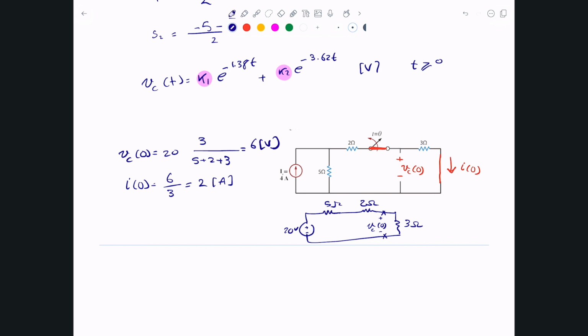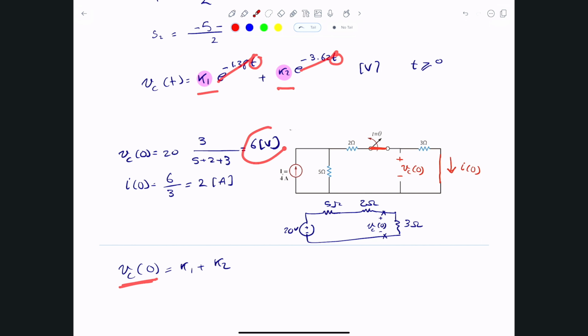So what we can do is tell you, well, VC evaluated at 0 is just simply K1 plus K2, because I substituted t equals 0 here and here, so that is 1, that's 1, so K1 plus K2. But I know what VC of 0 is. I just computed it to be 6 volts, so this is just simply 6 volts. So this is the first equation out of 2.